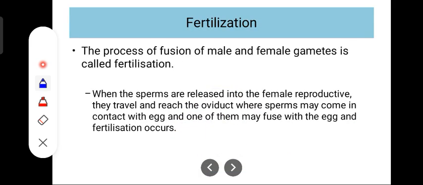Now these eggs are released into the fallopian tube and the egg moves towards the uterus, but in the midway, that means in the ampulla, if the sperm reaches the ampulla, then the fertilization takes place. So what is fertilization? The process of fusion of male and female gamete is called fertilization. When the sperms are released into the female reproductive tract, they travel and reach the oviduct, where sperm may come in contact with egg, and one of them may fuse with the egg and fertilization occurs.